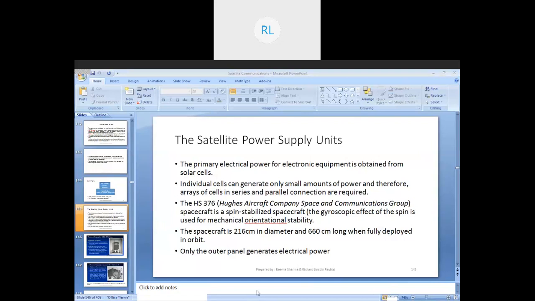As I was mentioning, the solar cells are very much needed because it will charge the cells, and from that, the power is actually delivered to your satellite. Individual cells can generate only small amounts of power, and therefore arrays of cells are to be used. So which means we'll have to look at series and parallel combinations of cells in order to deliver huge power.